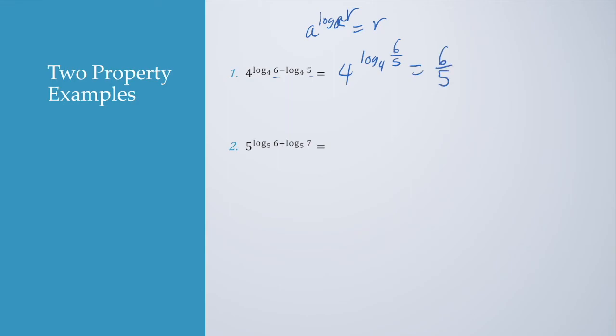Now I have 5 to the log base 5 of 6 plus log base 5 of 7. So I have 5 to the log base 5 of 6 times 7, which is 5 to the log base 5 of 42. My answer is going to be 42.